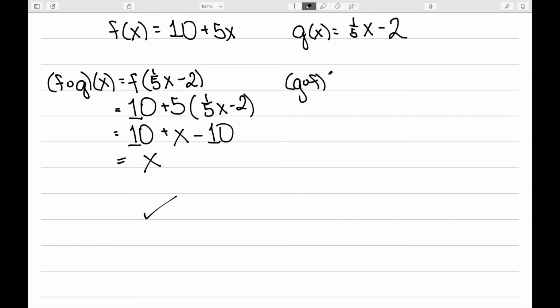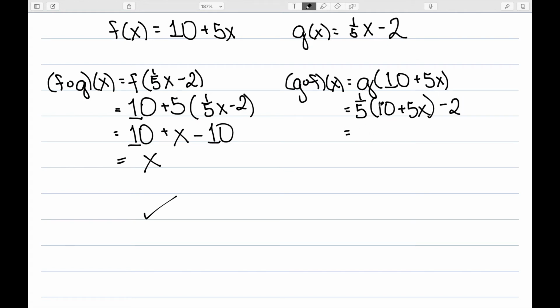We now need to check the other direction, g of f of x. So I'm going to start with what I know f to be, 10 plus 5x. And everywhere I see an x in g, I'm going to replace it with this. G says 1/5 times x, but instead I'm going to write 10 plus 5x minus 2. 1/5 times 10 is 2, and 1/5 times 5 is 1, so I have 2 plus x minus 2, which is equal to x. So yes, these functions are inverses.